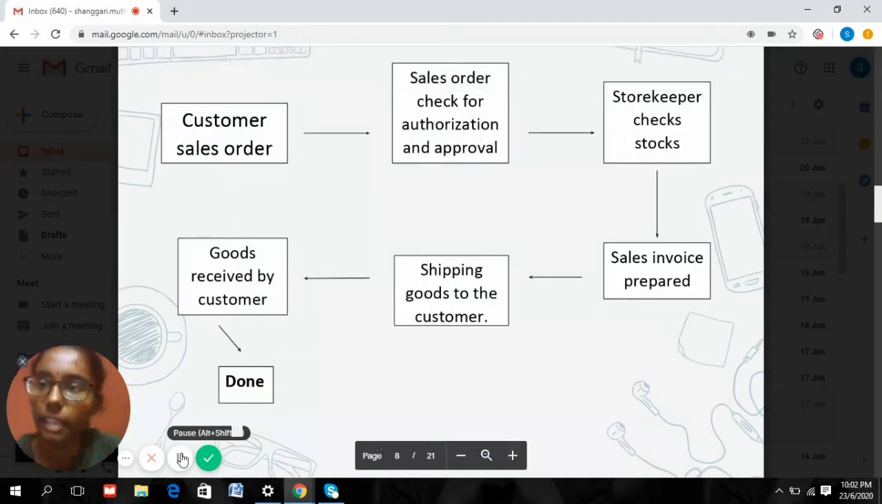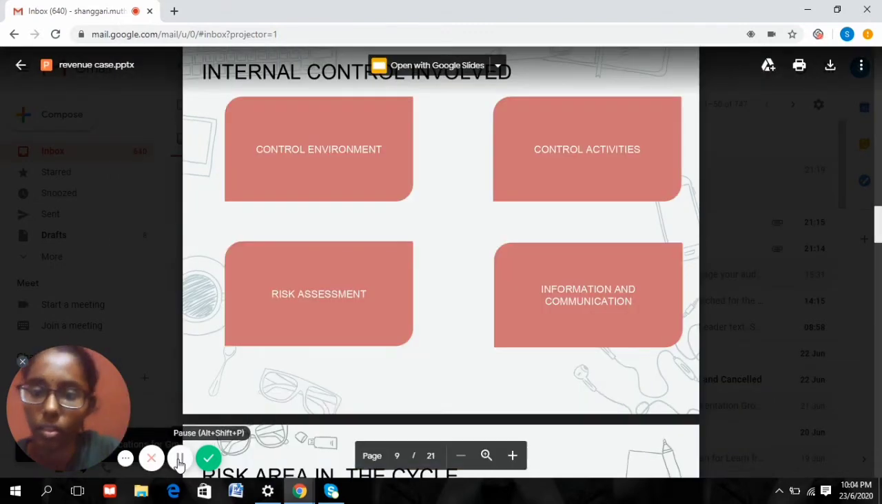The next slide indicates the revenue cycle flow chart. Firstly, customer sales order, and second, sales order checked for authorization and approval, and third, the storekeeper checks stocks, and then the sales invoice is prepared, next shipping goods to the customer, and then goods received by the customer. The following slides are about internal control involved.